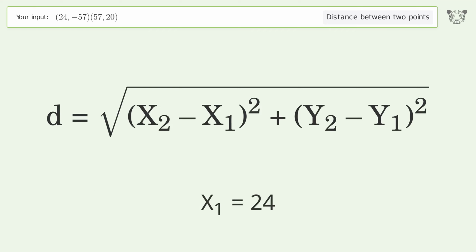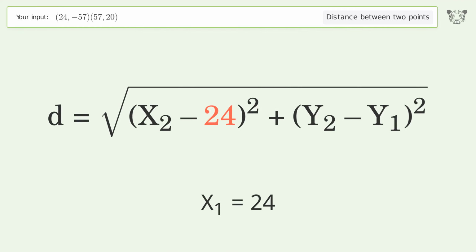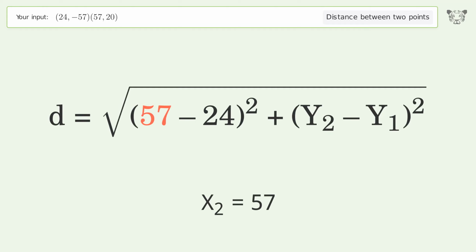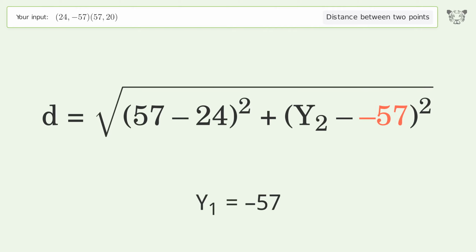x1 equals 24. x2 equals 57. y1 equals -57. y2 equals 20.